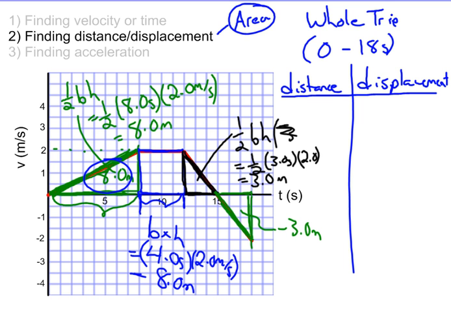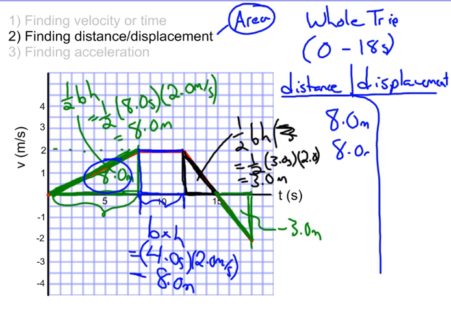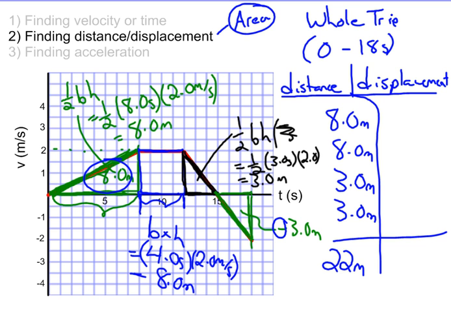So we had 8.0 meters because of the first part of the trip. We had 8.0 meters because of the second part of the trip. The third part of the trip was 3.0 meters, and the fourth part was also 3.0 meters. Remember, it is negative, but we're talking about distance here, so when we put it together, we only worry about the magnitude. So we have 8 and 8 is 16, and 6 is 22 meters is our distance traveled.